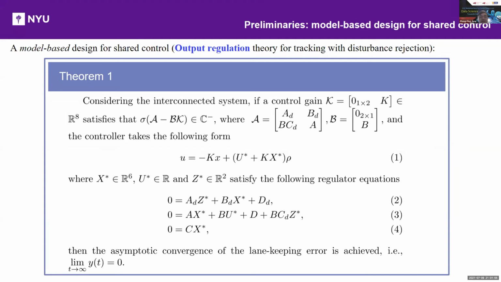As far as I know, this was done by Francis and his advisor a long time ago, in the 1970s. This is a very important development in control theory to address asymptotic tracking with disturbance rejection. It's an extension of PID, by the way.